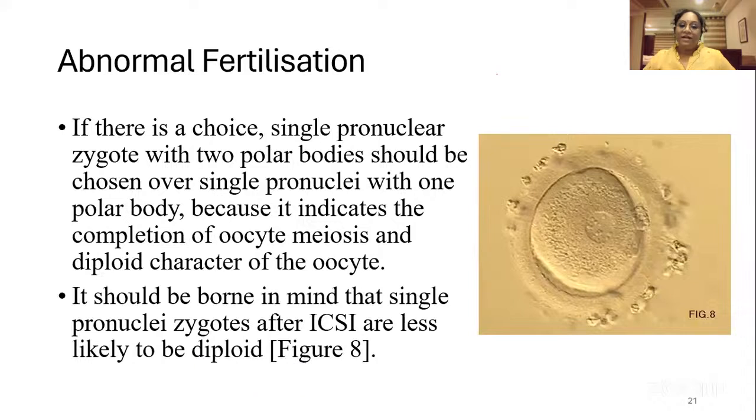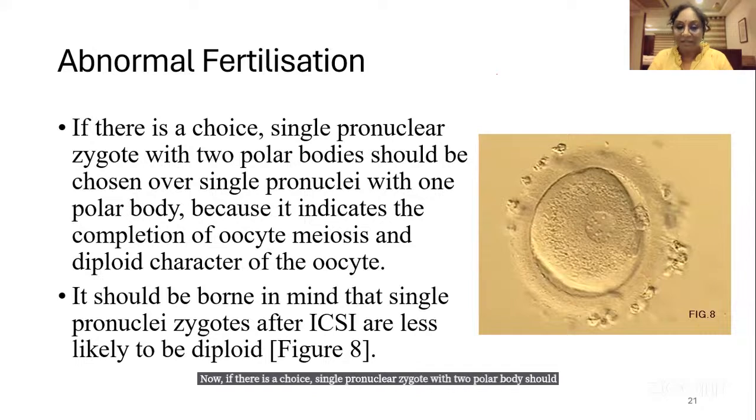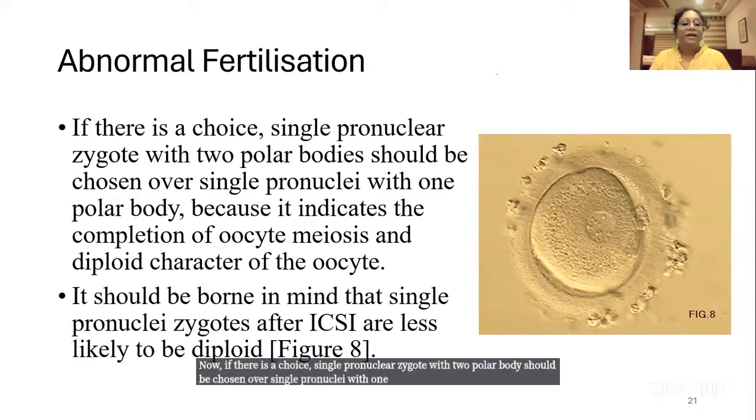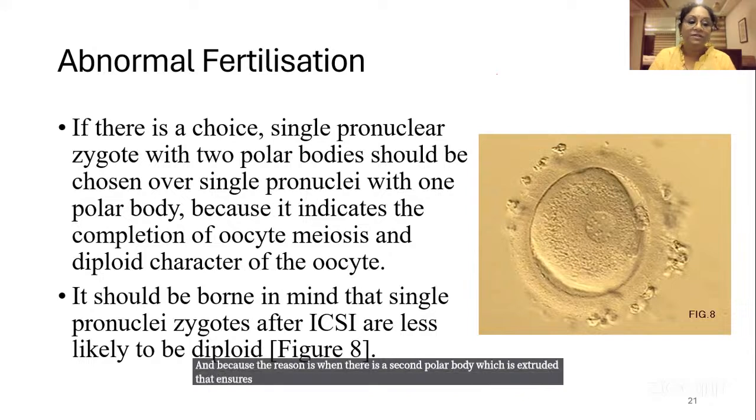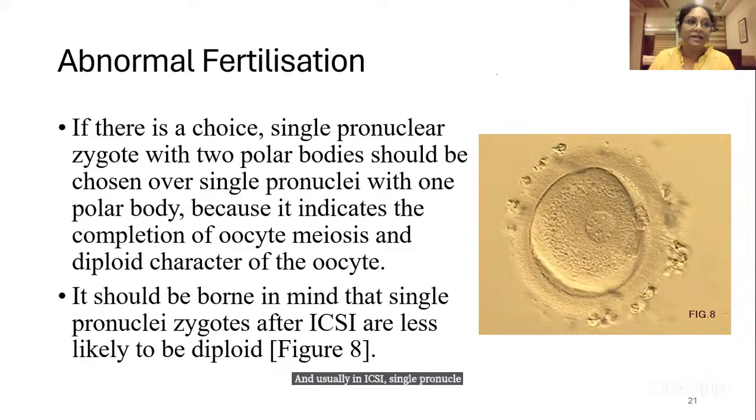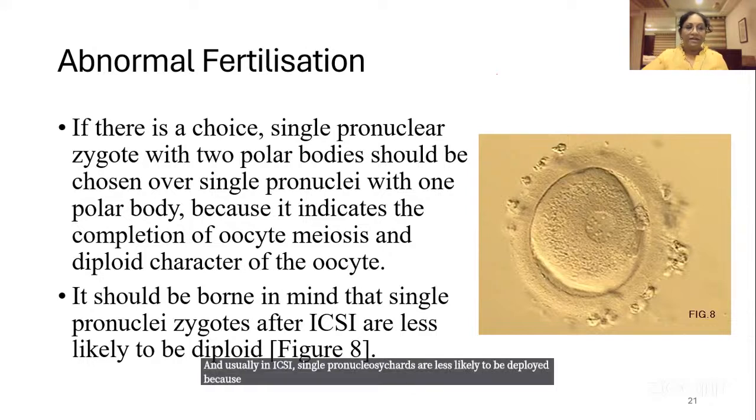Now, if there is a choice, a single pronuclear zygote with 2 polar bodies should be chosen over a single pronuclear with 1 polar body. The reason is, when the second polar body is extruded, that ensures that oocyte meiosis has been completed and the diploid character of the oocyte. And usually in ICSI, single pronuclear zygotes are less likely to be diploid, because in ICSI we are actually injecting the sperm inside. And in spite of that, if it is a single pronuclear, the chances of them being diploid are less likely.